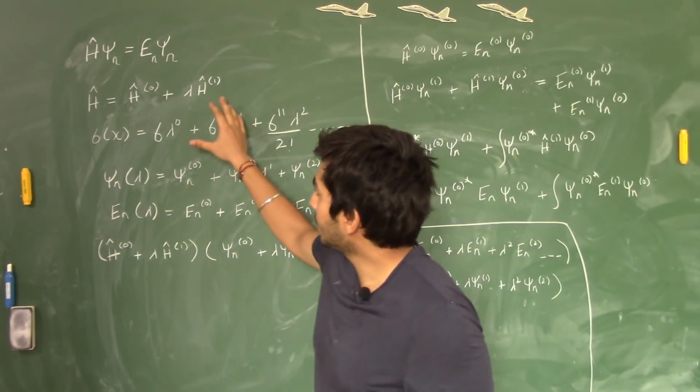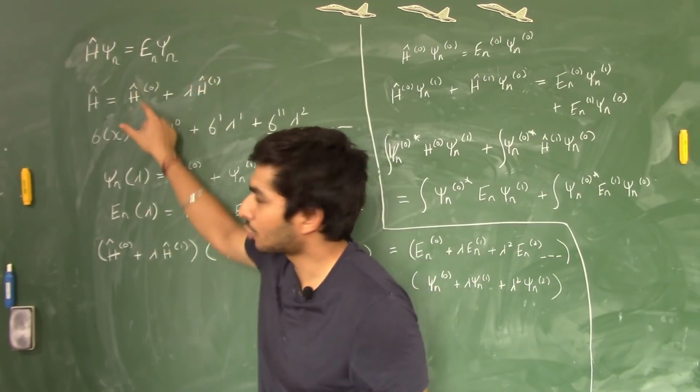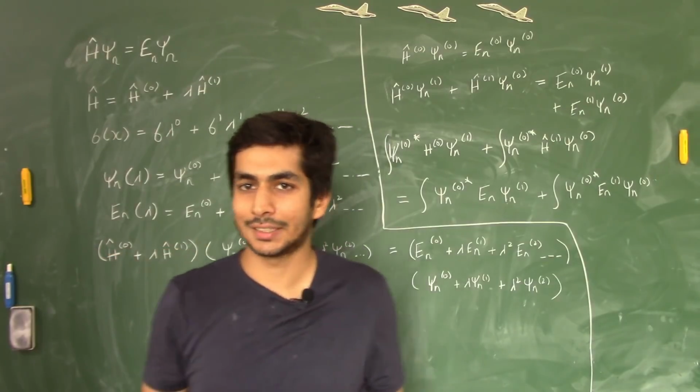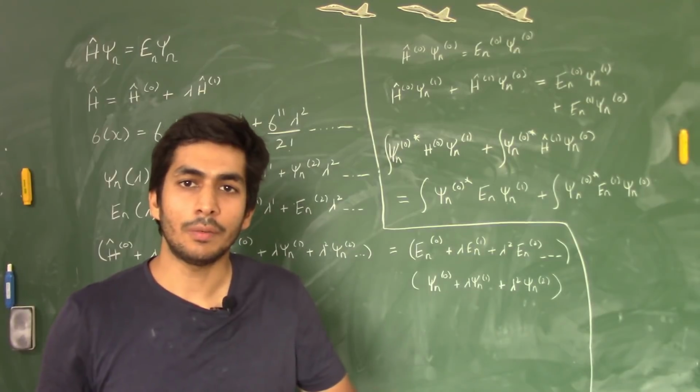Okay. So this is the perturbed system, and H naught is the unperturbed system for which we have the exact solution, using which we are trying to find the approximate solution of a perturbed system, right?